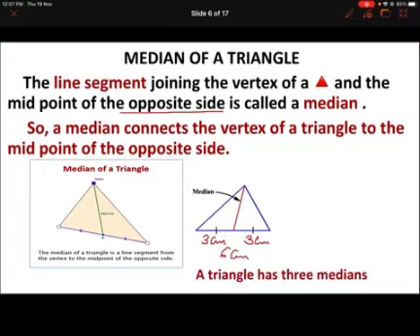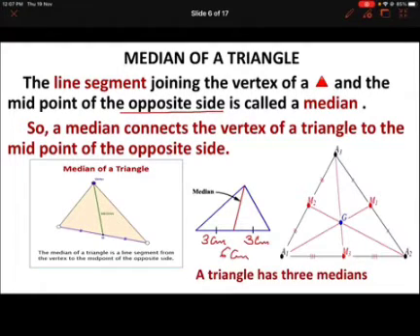Okay. Now, a triangle has 3 medians. Can you see that? One median is this, the other median is this, and the third median is this. So, a triangle has 3 medians. Okay?